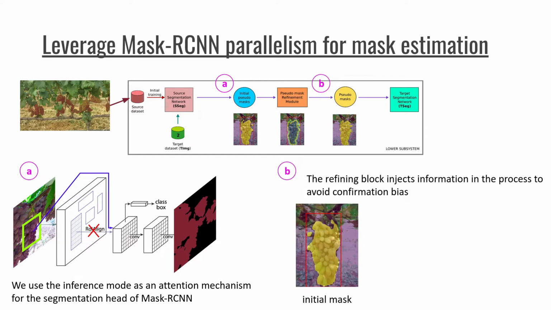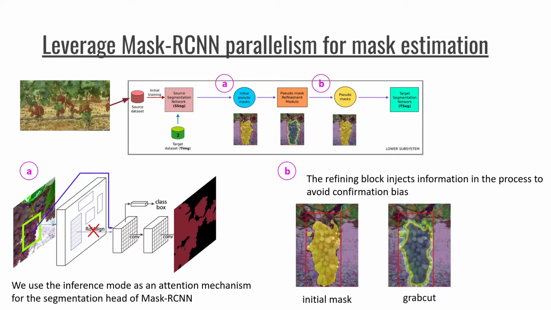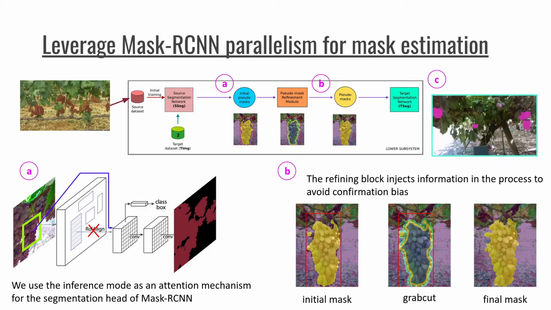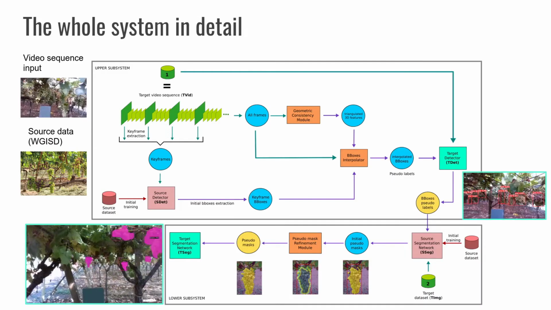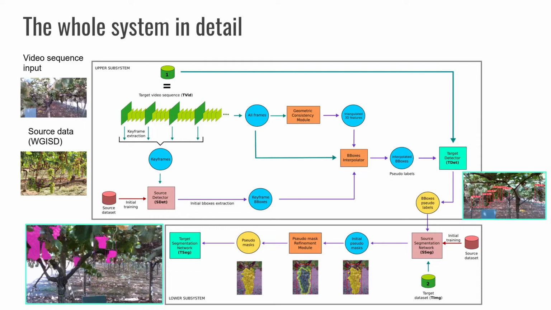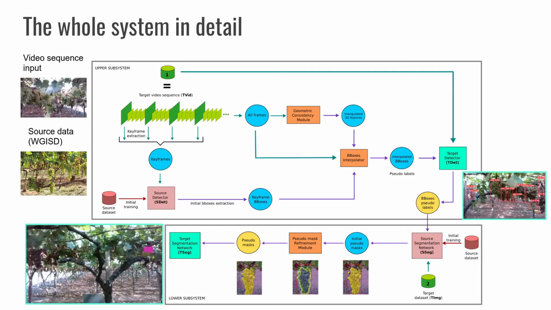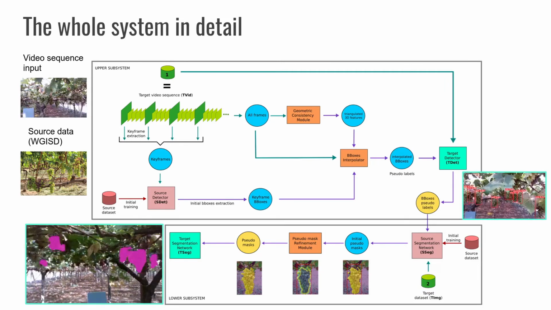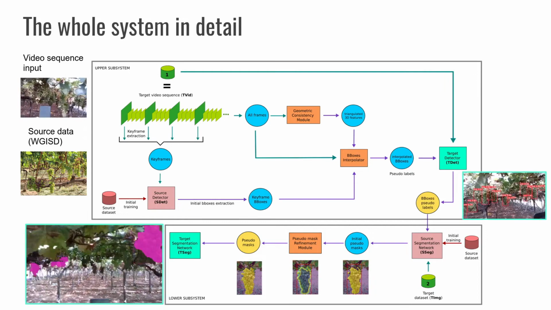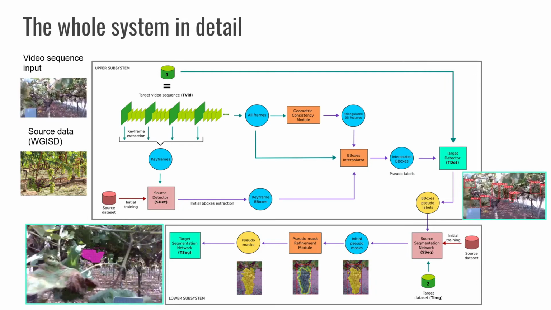The second strategy is to enrich the initial mask with the information coming from a different algorithm, in our case GrabCut. Doing so, we are able to inject new external information to the pipeline that avoids the network to fall in the confirmation bias. Here you can see the whole system. The architecture is somehow complex, but the principle is simple once one understands the key concepts behind it. This same system can be used for other fruit cultivation or even other object categories, since it's agnostic to them.